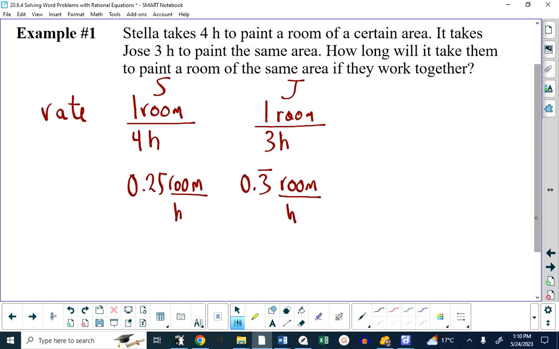algebraically speaking. So we're going to rewrite this as 1/4 of a room per hour and 1/3 of a room per hour. And I'm perfectly aware, I think, that many of you might even question why I bother to write 0.25. Because 1 over 4 is a quarter, okay? But these are the rates. Okay, so that's the first little mini lesson to this question.